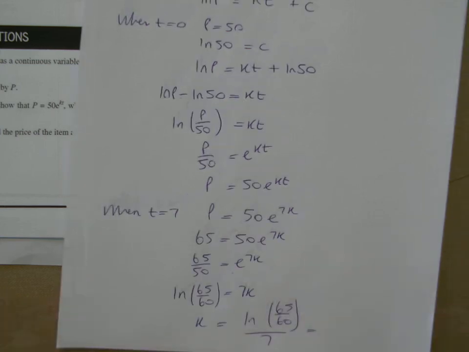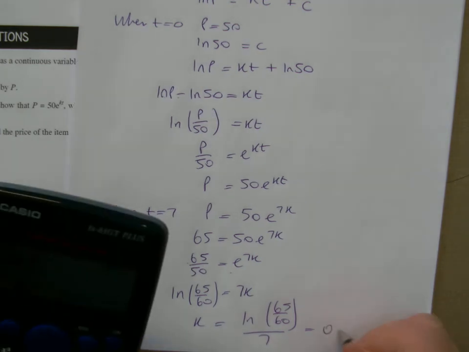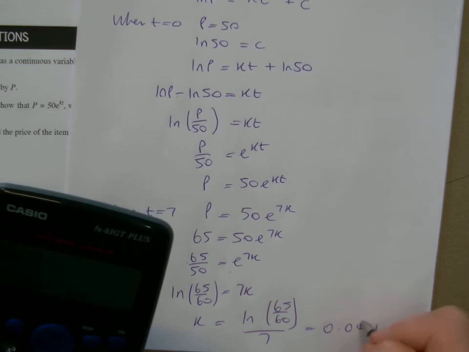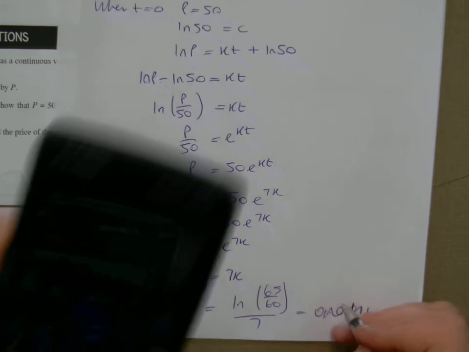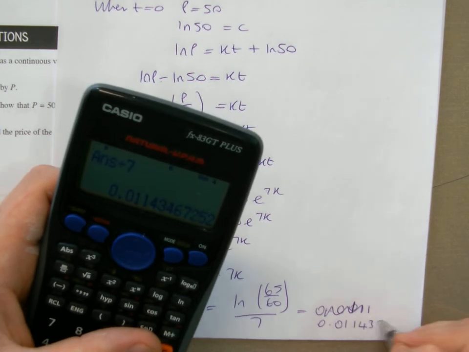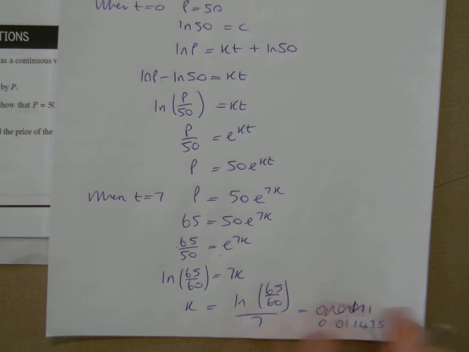And you can get your answer out. So if you use a calculator on that, with k we want to get a value out, so I get k to be 0.011, no, there's only one 0 there. Let me write that again. 0.011435, okay? So that's my value of k.